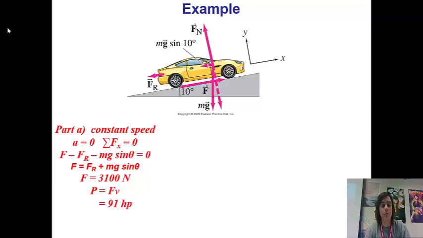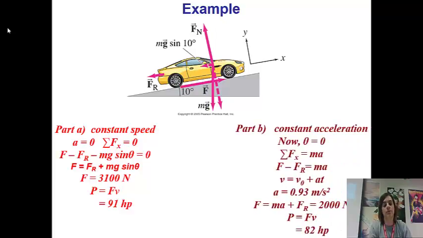Now here they're using horsepower, after I just said we're not going to use it, but they did. So we found our net force, and if you know the velocity of the car, you can then find the power. Okay? Let's say we do have acceleration now.